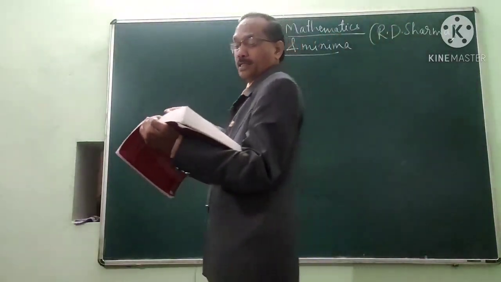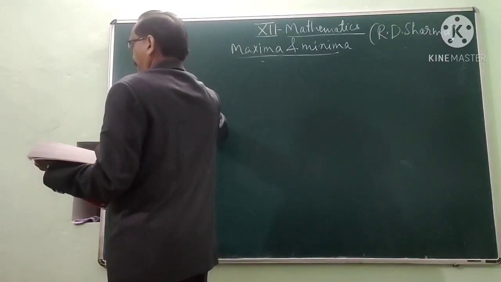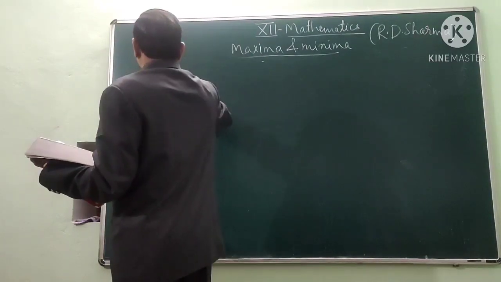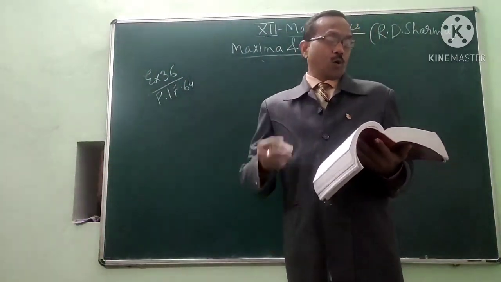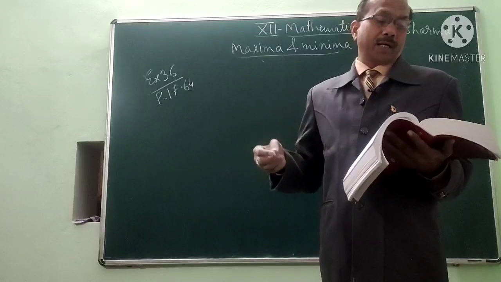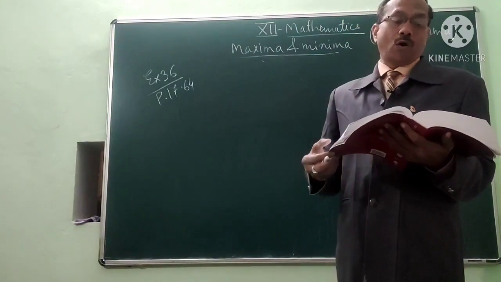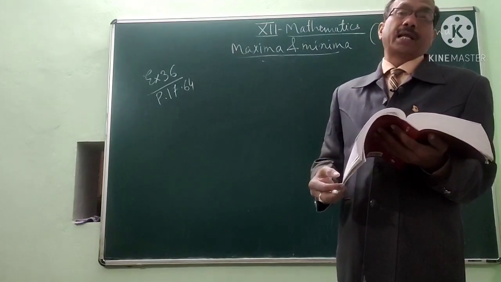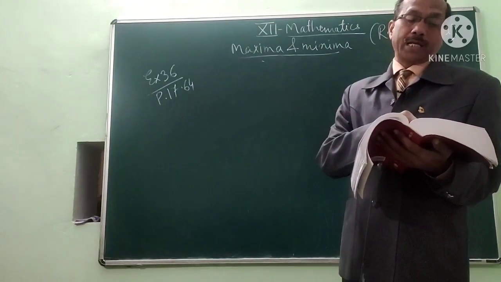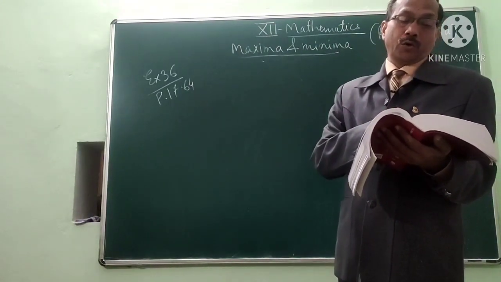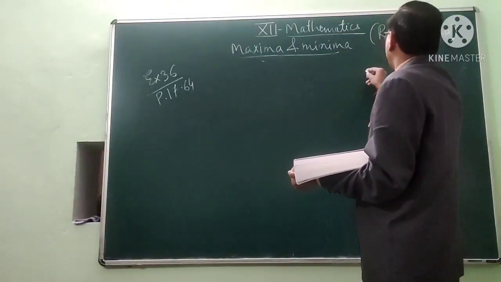Now next is example 36, page number 17.64. The question is to show that the volume of the greatest cylinder which can be inscribed in a cone of height h and semi-vertical angle alpha is 4 upon 27 pi h cube tan square alpha. Also show that the height of the cylinder is h upon 3. So there is a cone.